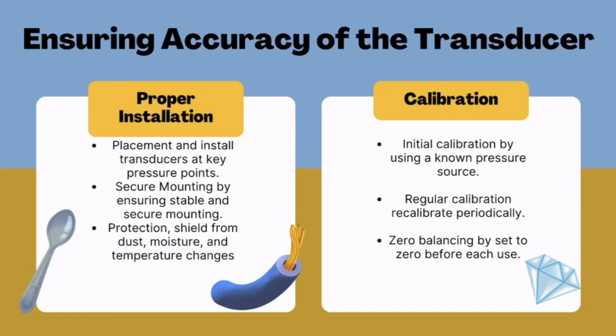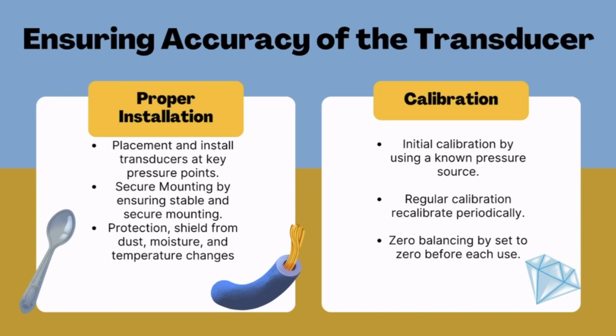Ensuring accuracy of the transducer. There are 5 aspects that we need to see to ensure the transducer is accurate based on the reading. First is proper installation. Placement: install the transducer at the key pressure point. Secure mounting: ensure the mounting is stable and secure. Protection: shield from dust, moisture and temperature changes.